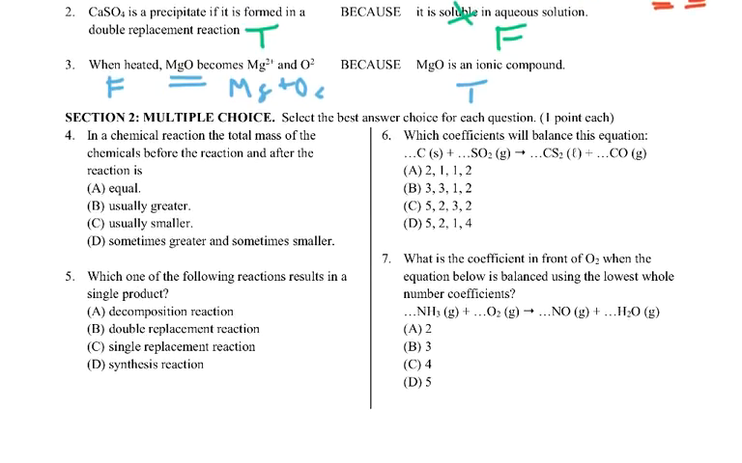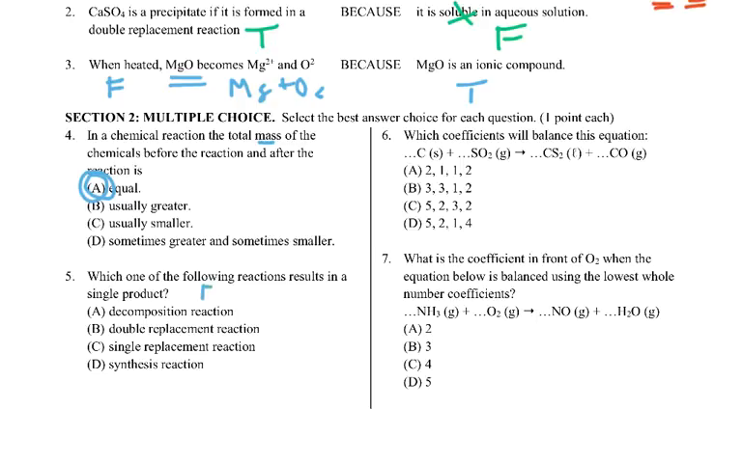Okay, number 4. In a chemical reaction, the total mass of the chemicals before the reaction and after the reaction is equal. Okay, that's called the law of conservation of mass. Mass is equal before and after. Now, the number of atoms is also equal. The number of moles of chemicals, that's not always equal because that depends on how the atoms are grouped, but mass is definitely equal.